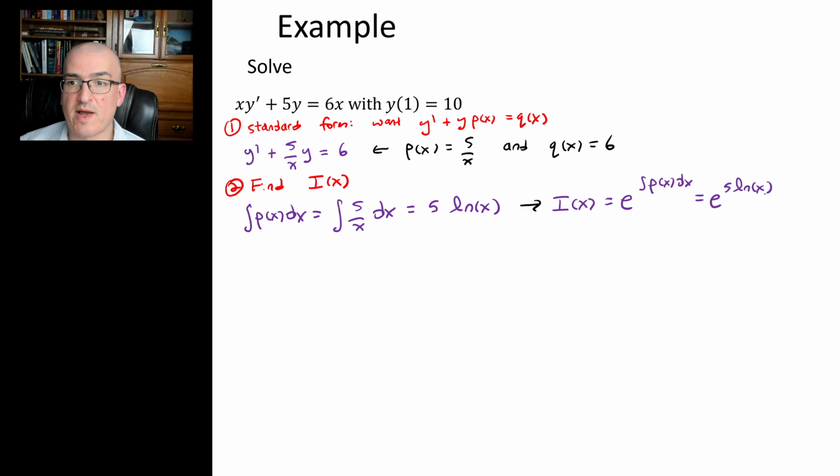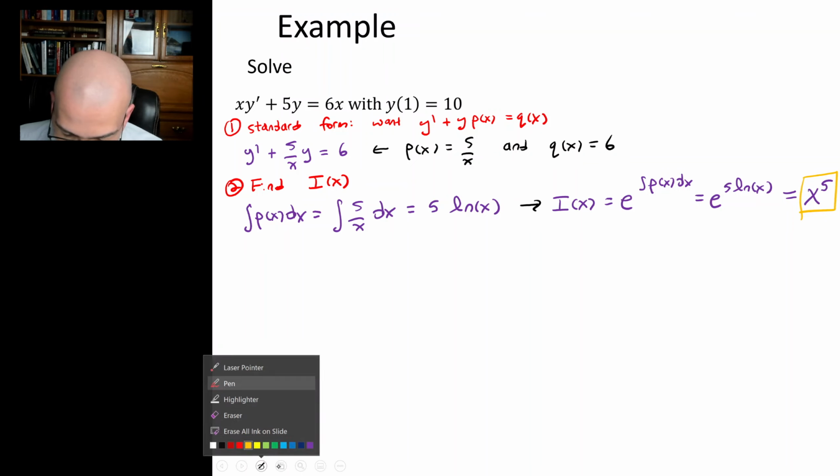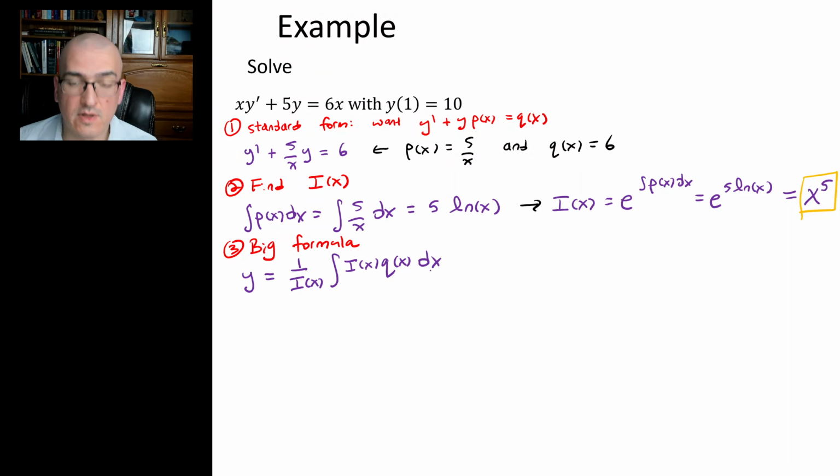And we're going to bring the 5 up as a power. And we get x to the power 5 after doing cancellation law. Now step 3, we're going to use our big formula. So our solution, y, is going to be equal to 1 over the integrating factor times the integral of the integrating factor times q of x, antiderivative.